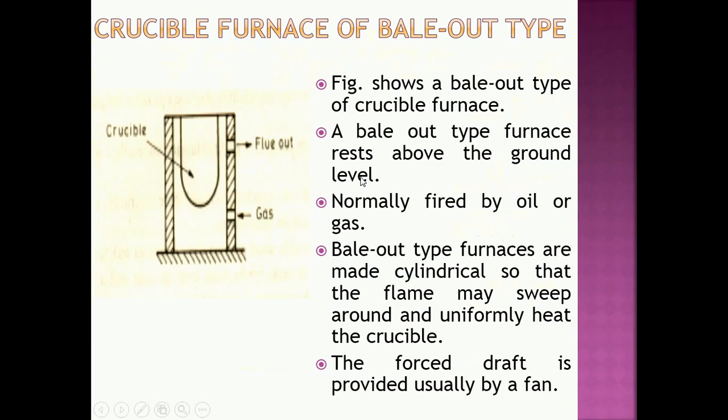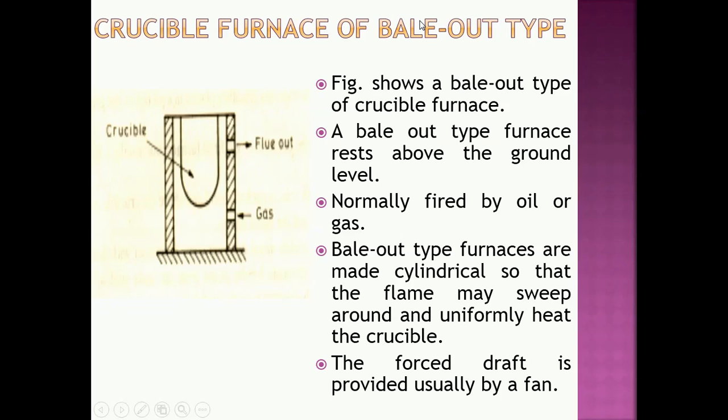Now the second type is the crucible furnace of bailout type. The figure shows the bailout type of crucible furnace. Bail means swirling motion of the burnt gases on the surface of this crucible. Swirling motion means that before escaping, the flue gases move completely along the surface of this crucible, so that they give the maximum amount of heat to the metal charge placed inside this crucible.